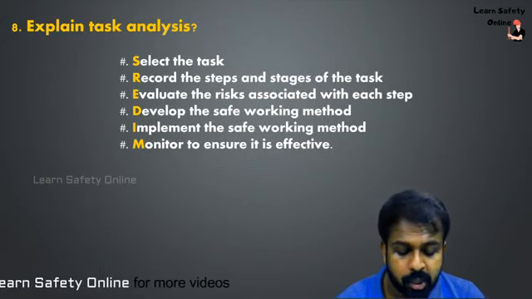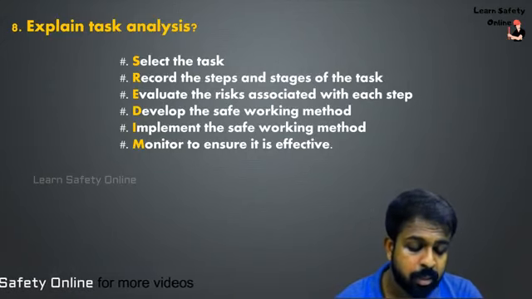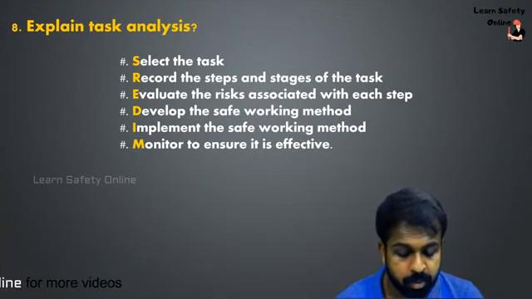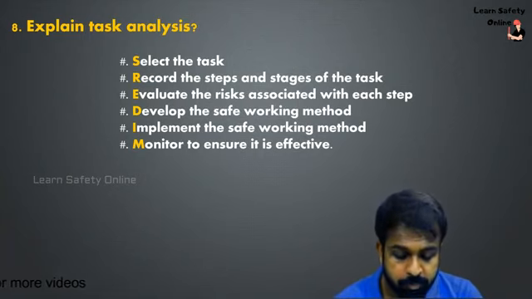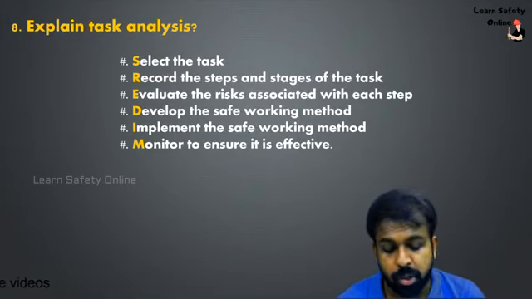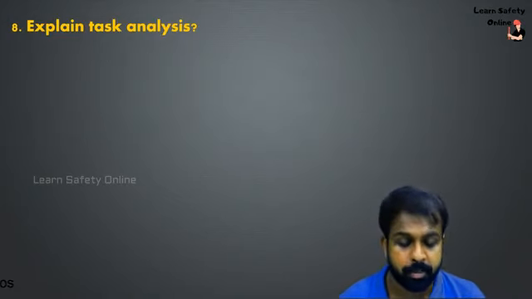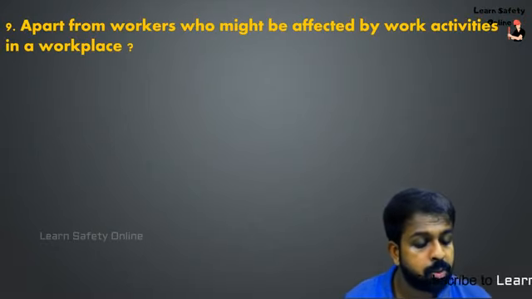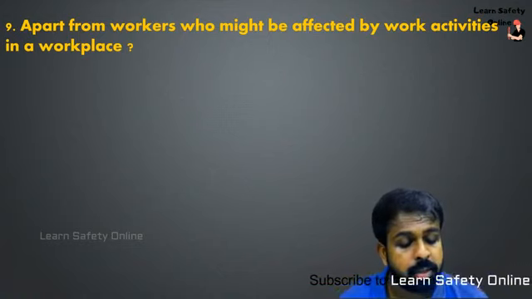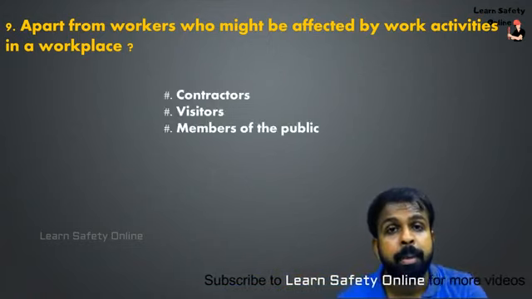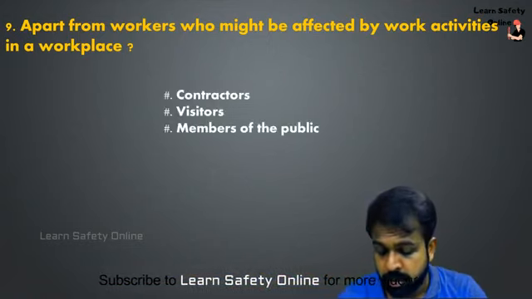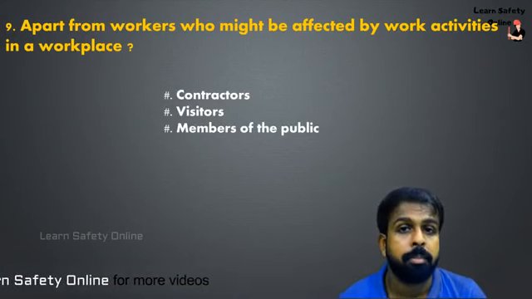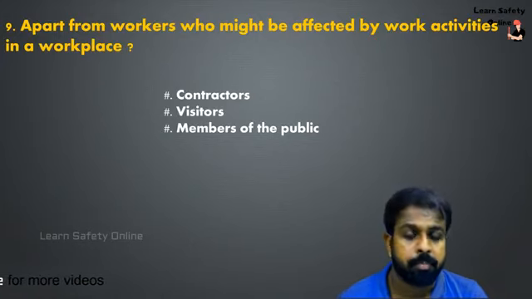So we need to select the task and record the steps or stages of the task, evaluate the risk associated with each step, develop the safe working method, implement the safe working method, and monitor to ensure it is effective. Our next question is: apart from workers, who might be affected by work activities in a workplace? People like contractors, visitors and members of the public can be affected by the work activities in a workplace.